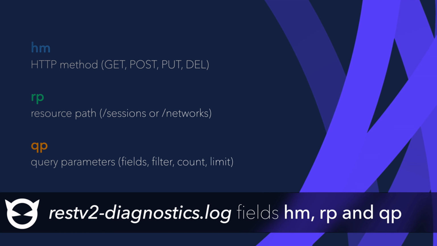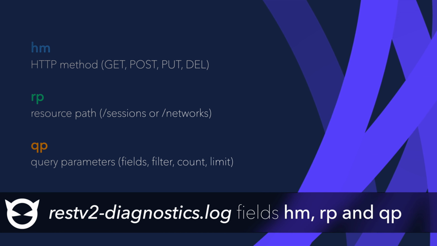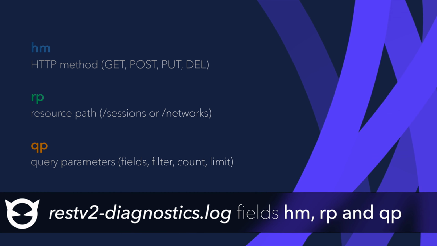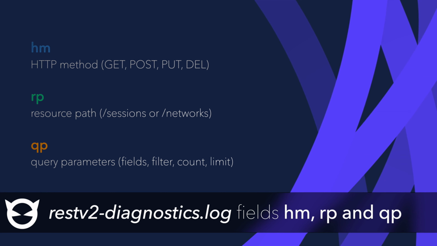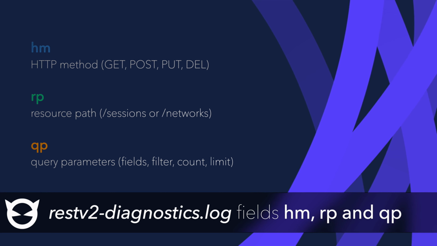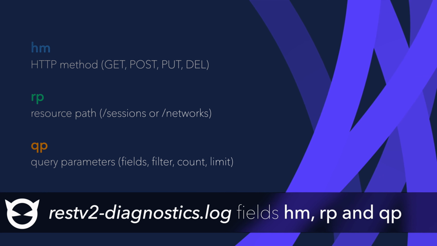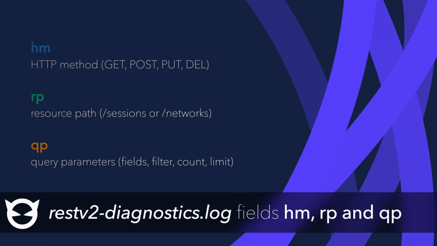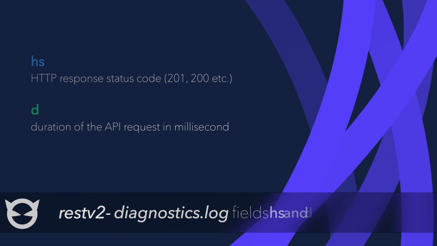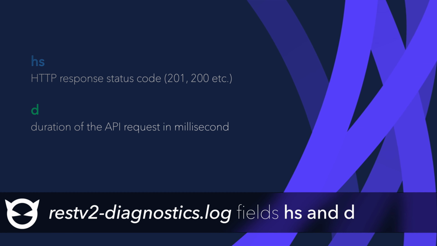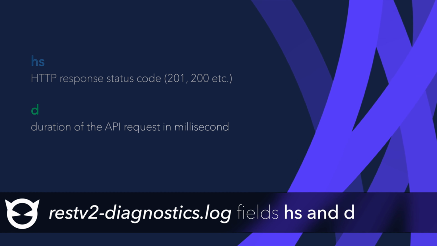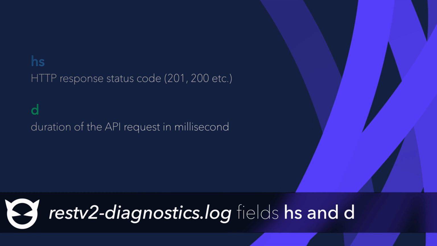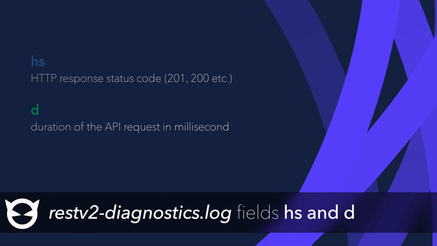The next HM field represents the HTTP verb or method used, for example get, post, etc., for this specific API call. Whilst the RP field is the resource path, which is the resource URI which was called, for example /sessions or /networks. And finally, the QP field documents any query parameters which were sent with the API call for processing, such as fields, pagination, or limits. The penultimate field in the output, the HS field, is the HTTP response code, for example 201 created for a post or 200 successful for a get. And the final field, D, documents the duration the request took in milliseconds.